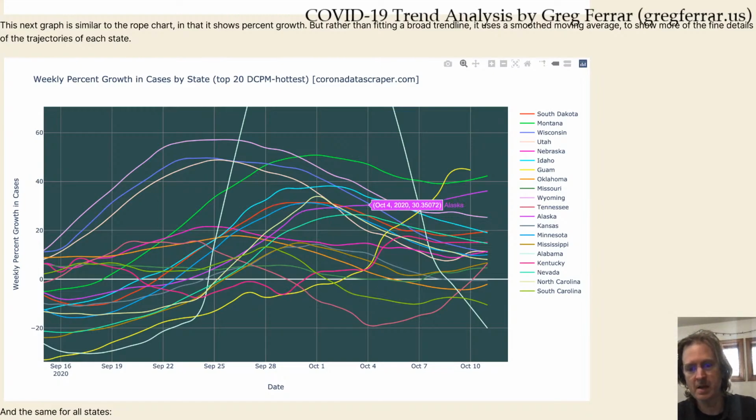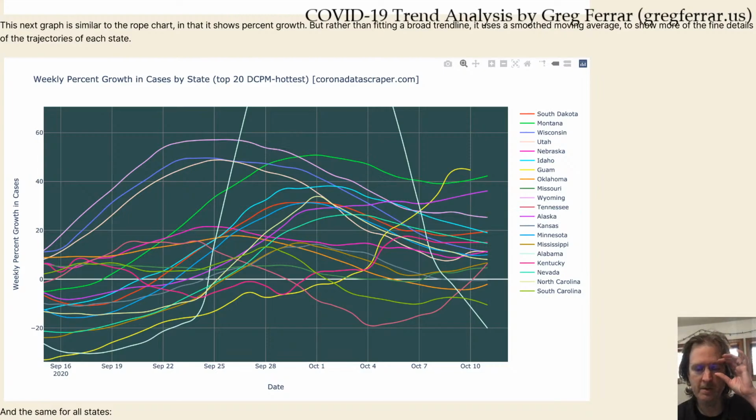We definitely see a trend downward in the growth rates of most of these states. Most of these really hard hit states. You can just see this sense that most of the lines are angled downward. For instance, Wyoming, which used to be at 57% growth rate, is now at 25%.